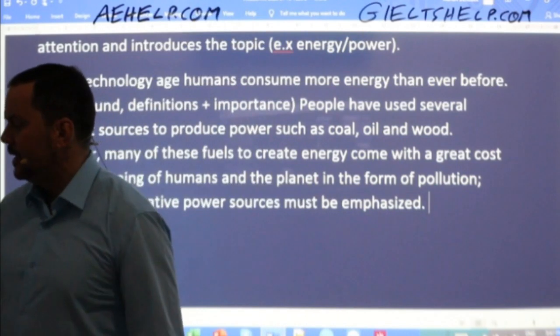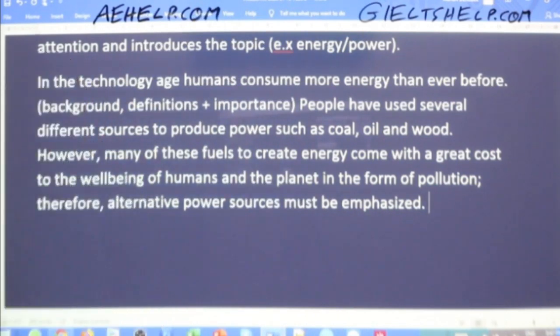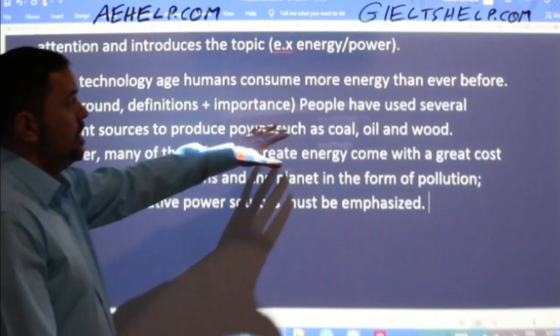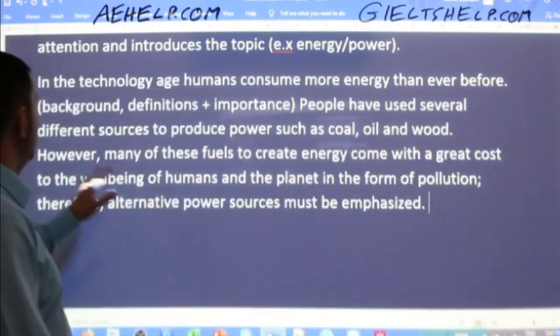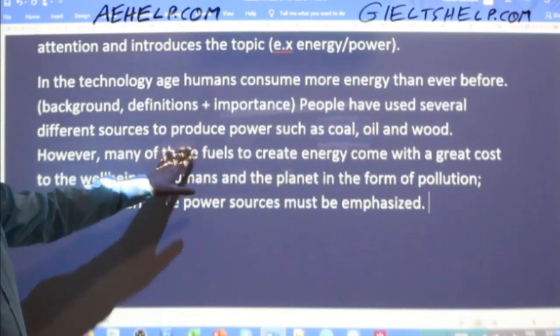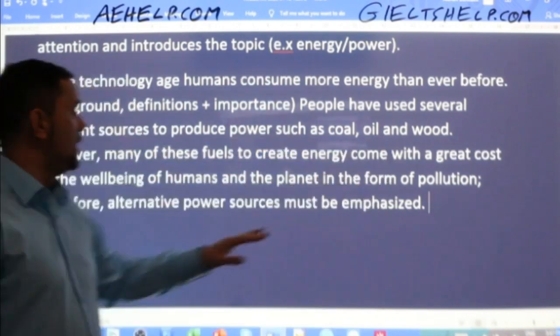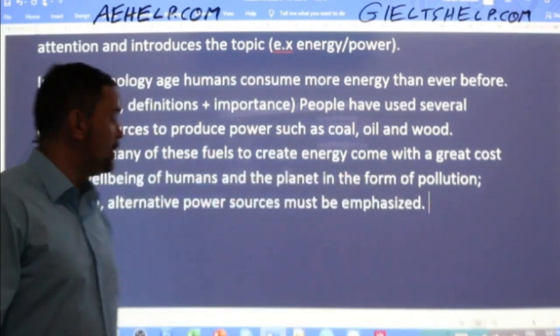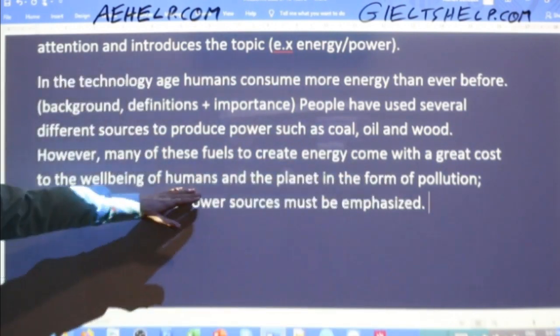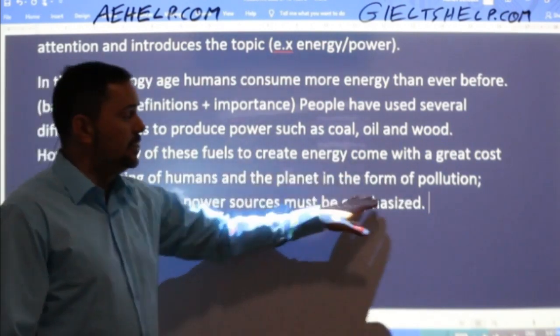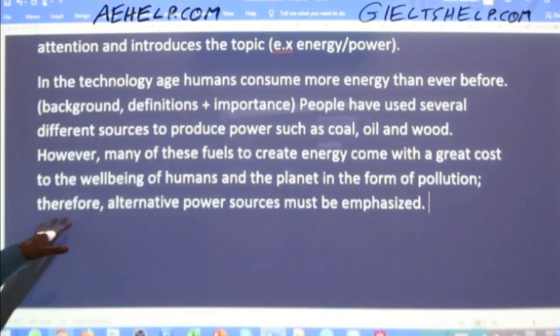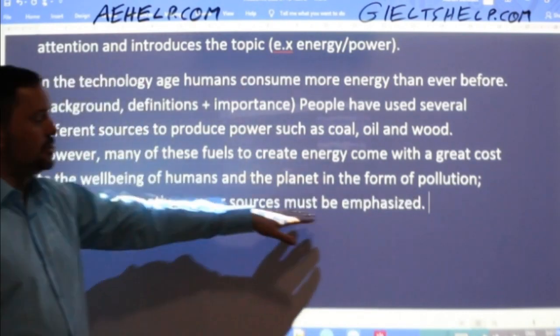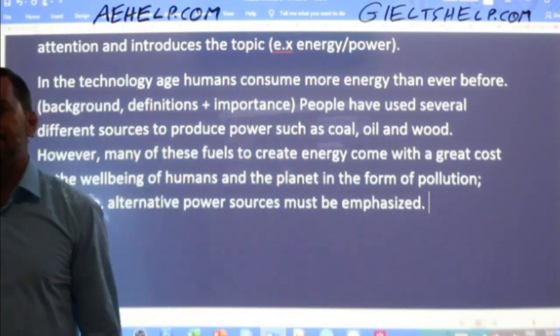All right. Here is my background, and you'll notice it's very similar to what you have written. So people have used several different sources to produce power, such as coal, oil, and wood. However, many of these fuels to create energy come with a great cost to the well-being of humans and the planet in the form of pollution. Therefore, alternative power sources must be emphasized.